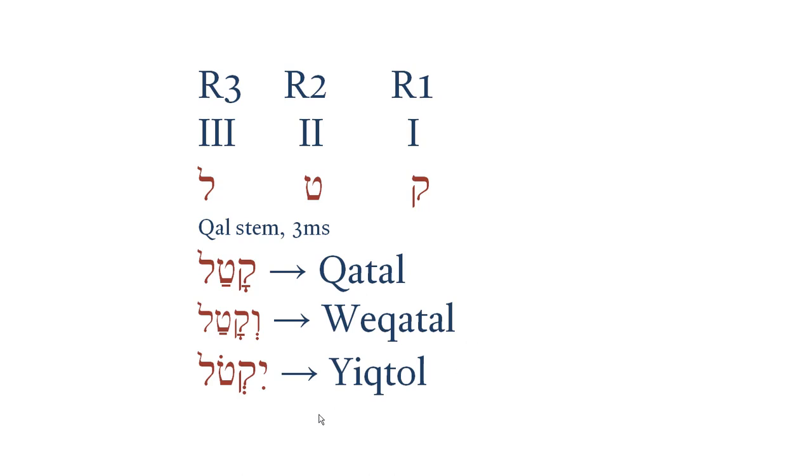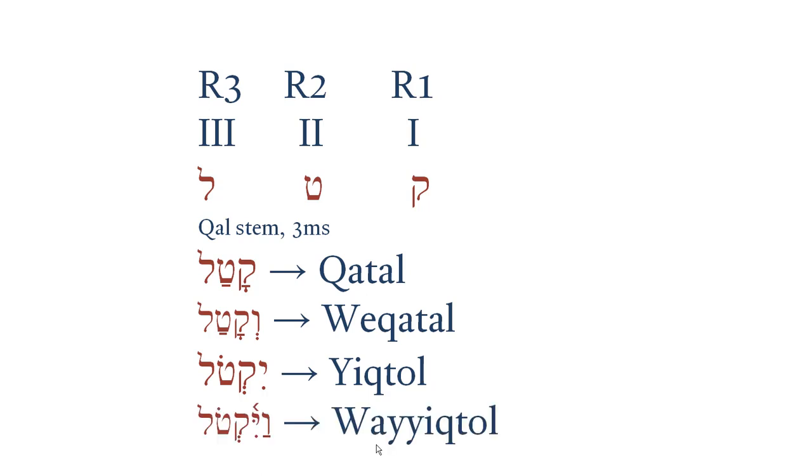The Yiqtol is the 3ms of this particular form, and it has a prefix. So you have this yod prefix, and then you have the holem as the vowel over the second root letter. So that's Yiqtol, and that's where we get the name Yiqtol for that form.